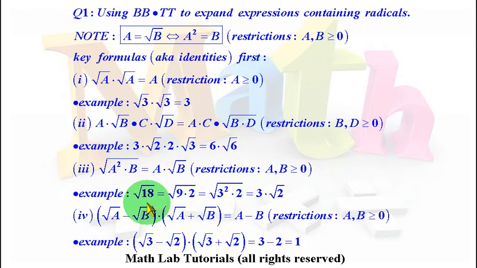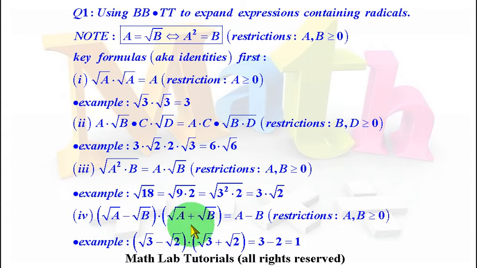Again, the square root of 18 is the square root of 9 times 2. 9 is a perfect square, the square root of 3 squared dot 2. And of course, the square root of 3 squared is just 3. So we get 3 root 2 as the reduced form of the square root of 18.